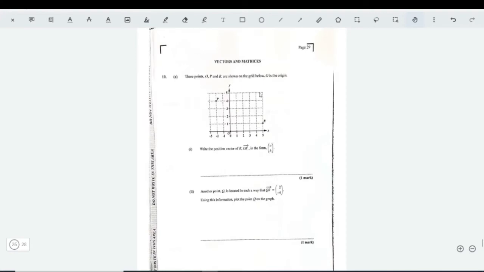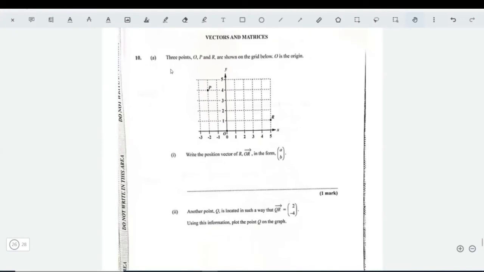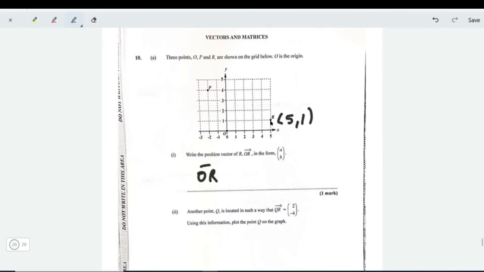All right, so now we're at question number 10. It says 3 points O, P and R are shown on the grid below. O is the origin. Write the position vector of R, OR, in the form (a, b). So R is this point right here. The X value of point R is 5, and the Y value is 1. So in position vector form, it's going to be (5, 1).